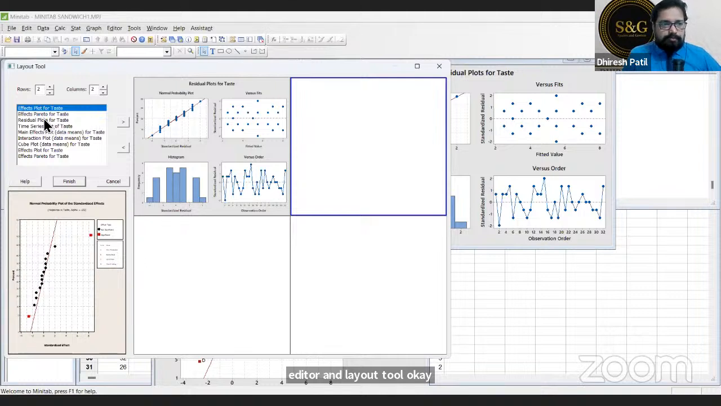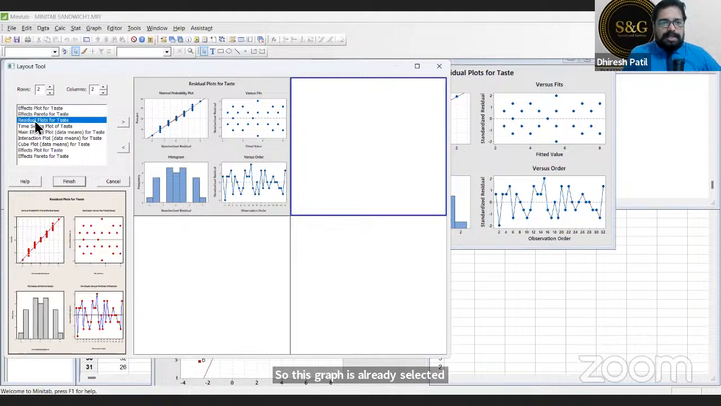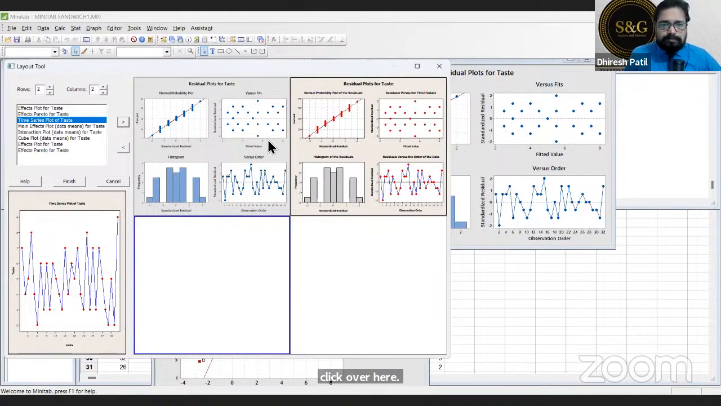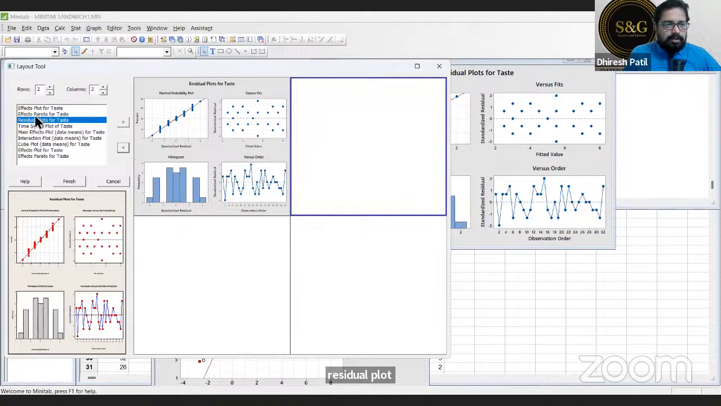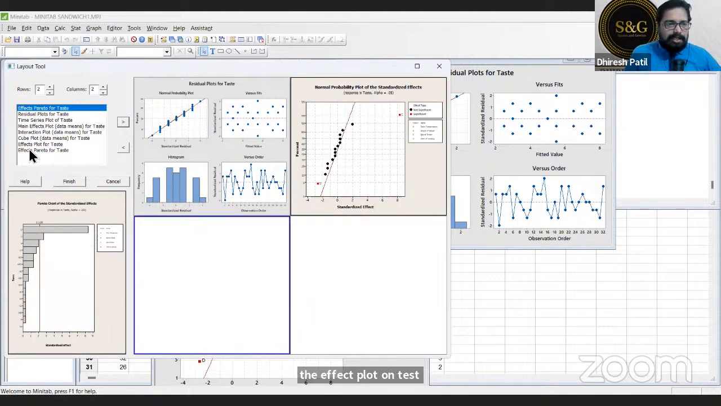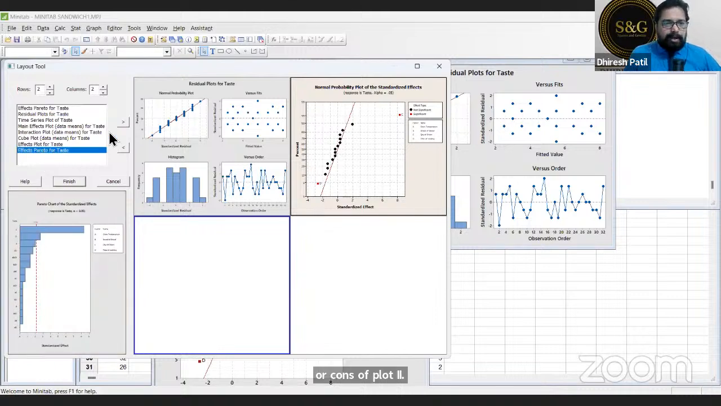So by using this, this graph is already selected. We will select the next one, which is residual plot. Select this graph and click over here. Residual plot. It has already come. So let me just deselect this. The effect plot on test. Select this. And in the third, just type Pareto chart. Okay.